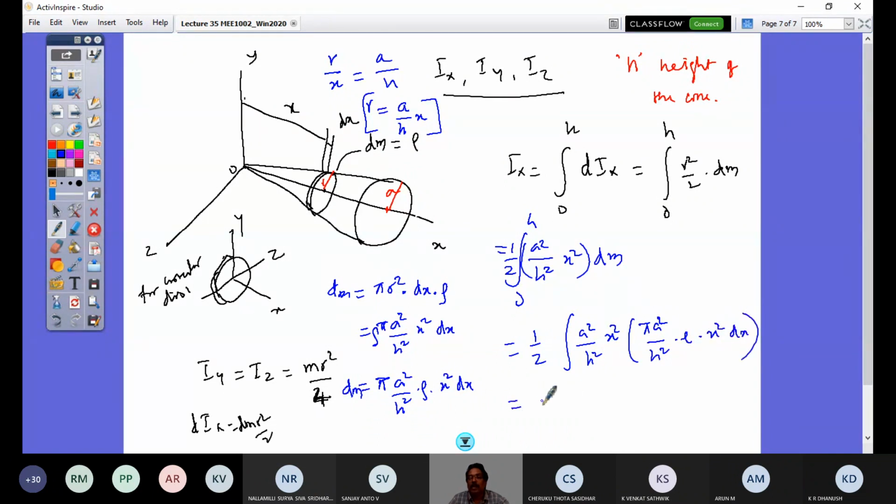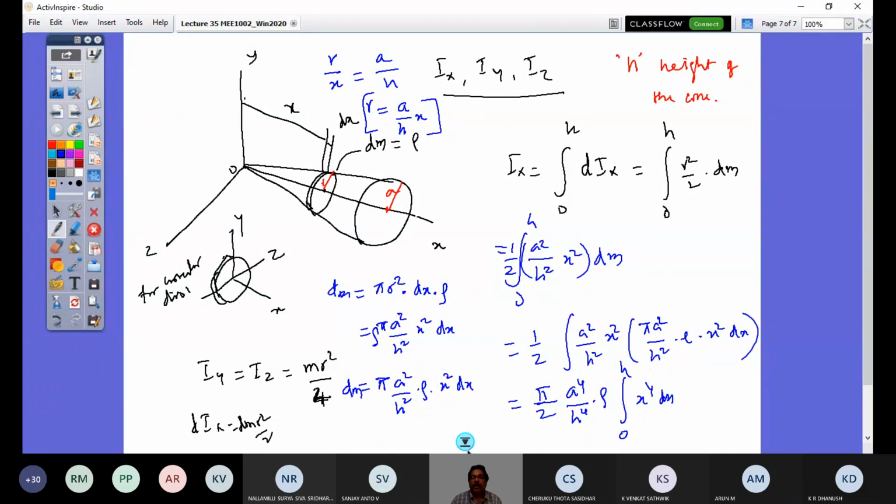So now again in this 1 by 2, I have a squared, and this pi is taken out. So pi by 2, a power 4 by h power 4, rho is taken out. So it's integral x power 4 dx. This varies from 0 to h. So this is your integration.